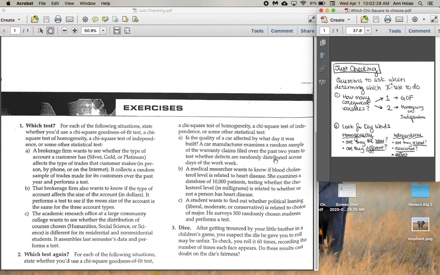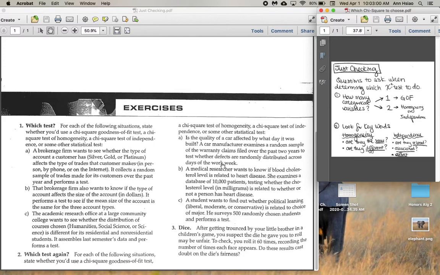This one was a little bit tricky because the question is, is the quality of a car affected by what day it was built? A lot of students, if they jump straight for keywords, would think independence. But remember, you don't want to look for keywords first, you want to look for how many categorical variables there are. In this sample, you're looking at warranty claims, and each warranty claim is asked which day of the work week it was filed.